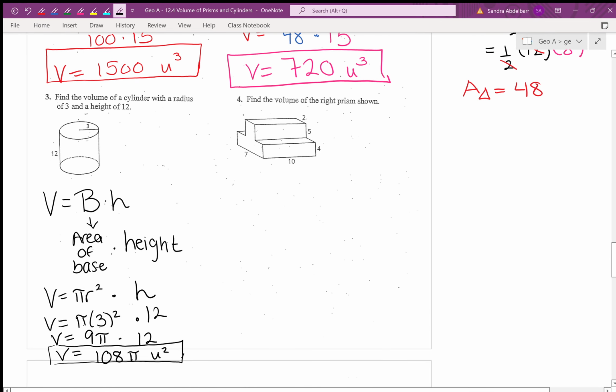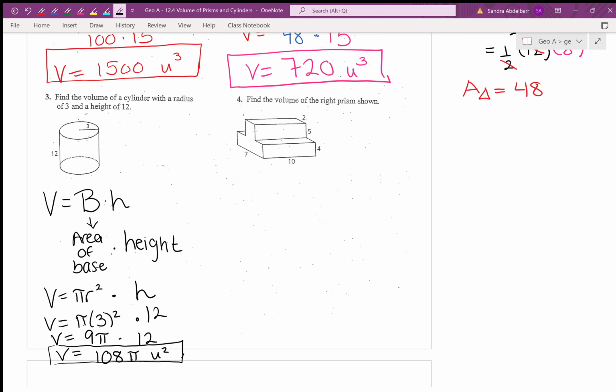Volume is actually a lot easier than surface area. Surface area is very tedious. There's so many parts to it. Volume, as long as you get an understanding of how the formula works, you could pretty much do it pretty easily, I should say. All right, so number 4, there's 2 different ways to do number 4.